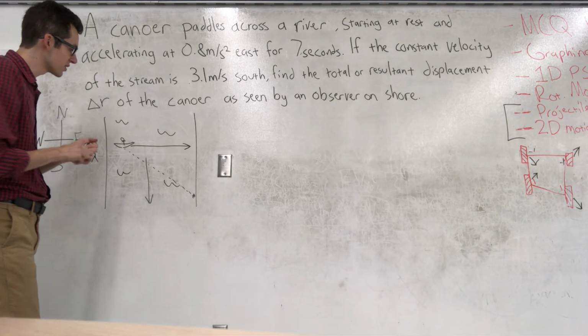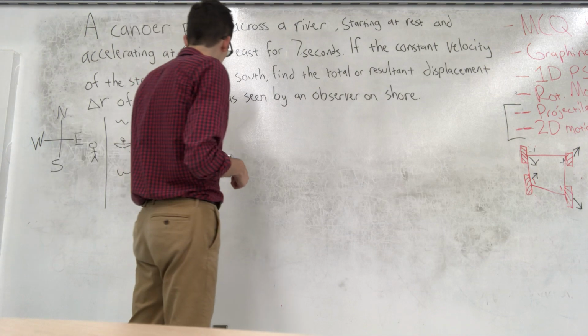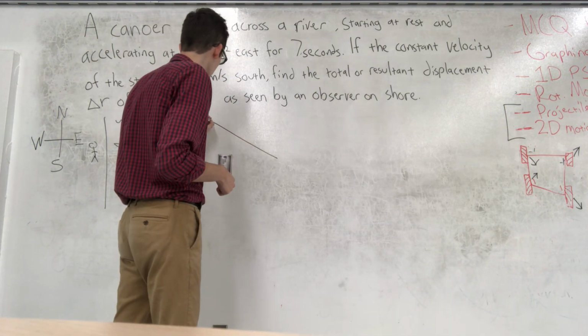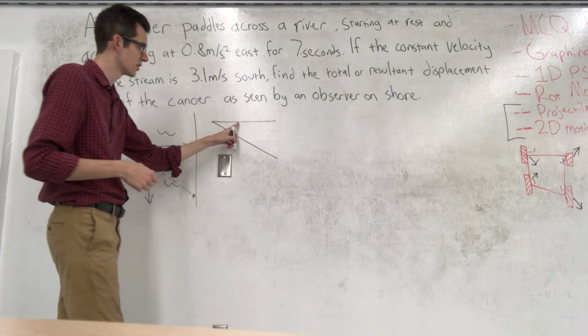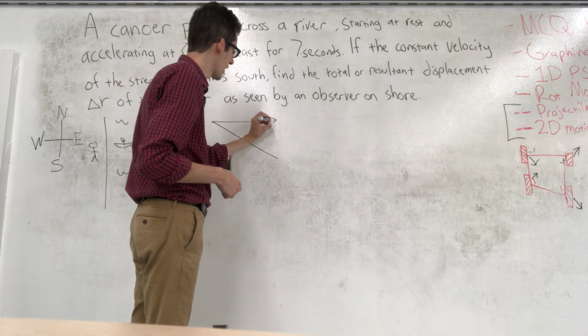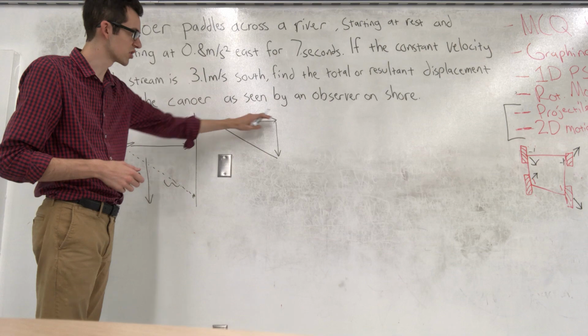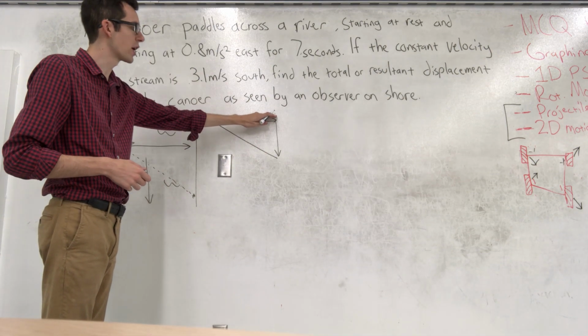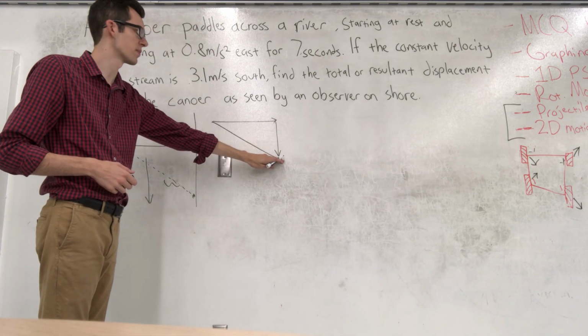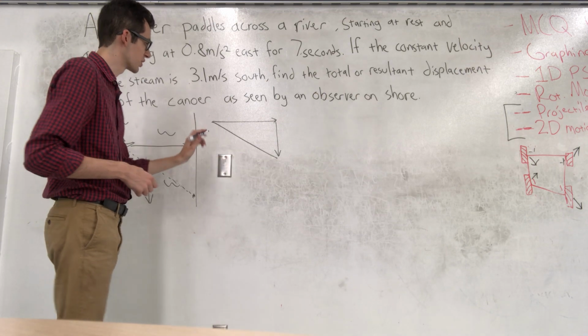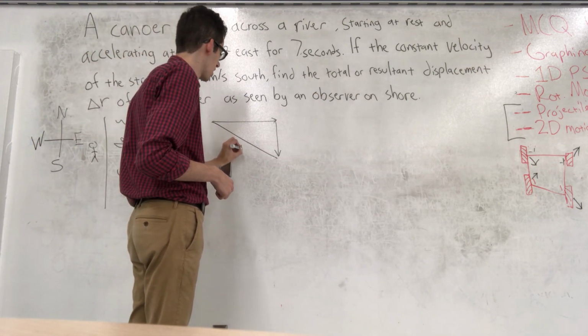If we draw this dotted line as a triangle, we have our X direction and we have our Y direction. So in the X direction, the canoer is paddling across the river. In the Y direction, the river is flowing down. And this is our resultant delta R.